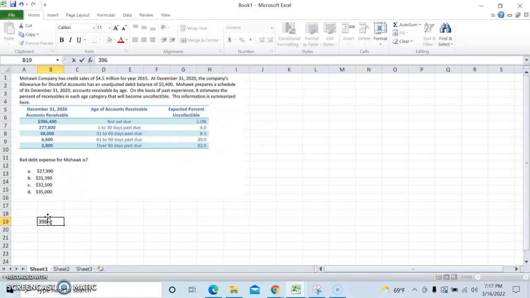We got 396,400. We got 277,800. We got 4,800, 6,600, and 2,800. And then we need to put in the percentages. So we're going to do 2%. We're going to do 4%. We're going to do 8.5%. We're going to do 39%. And we're going to do 82%.